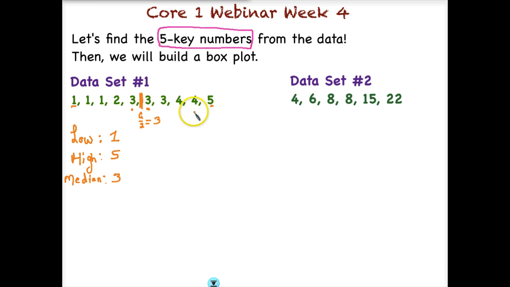But Demetrius, I see where you're going with that. That's really good. If this was a 3 and a 4, then you would add those together, divide by 2, and you would have got 3.5. So you're on the right track. Okay, so we've got two other numbers in our 5 key numbers. Does anyone have any idea what those might be?